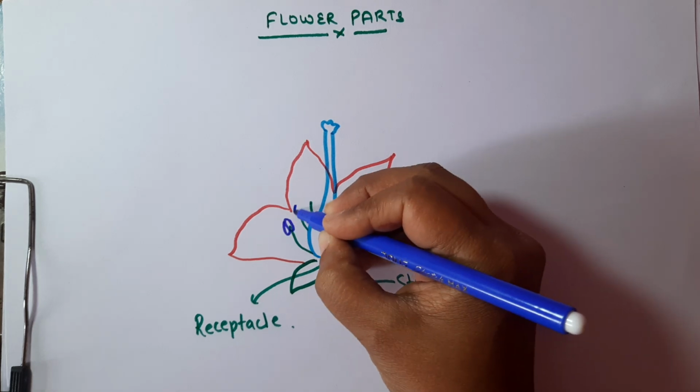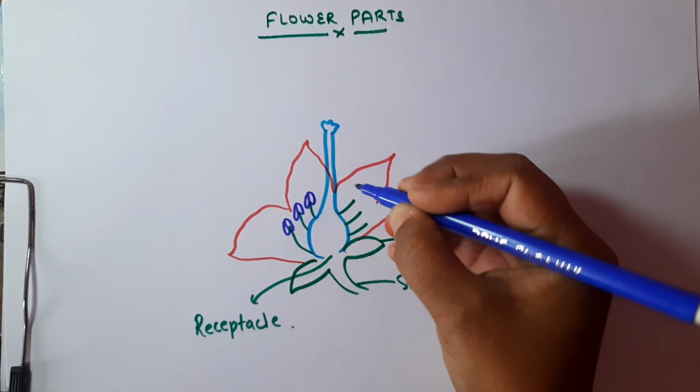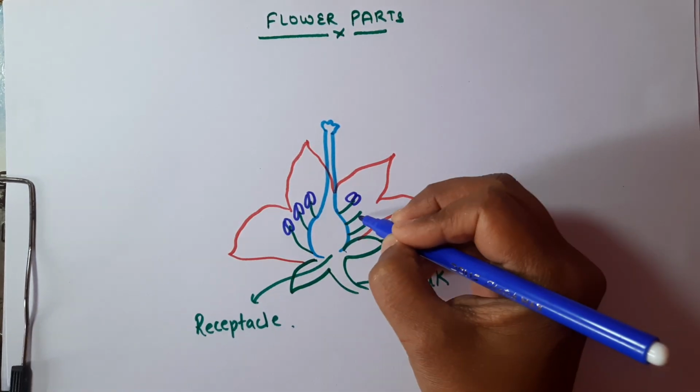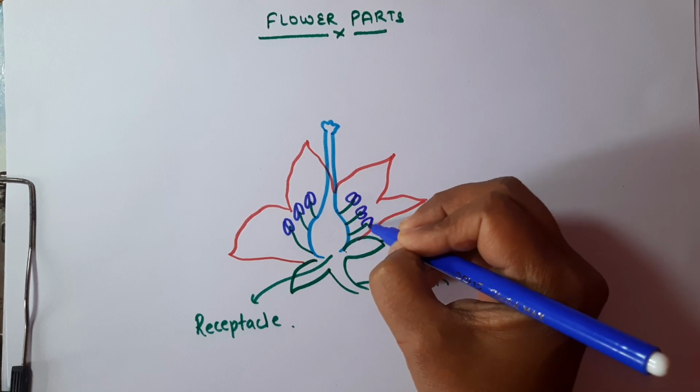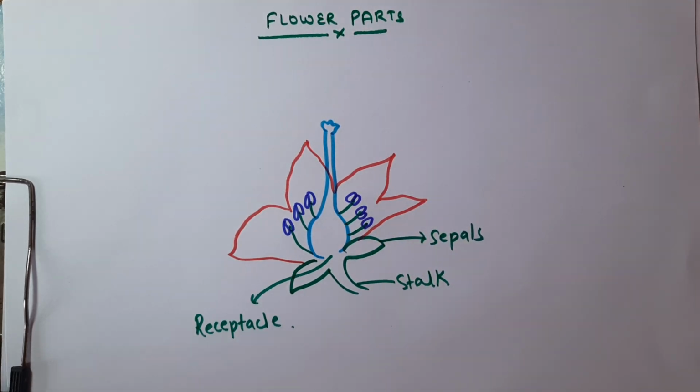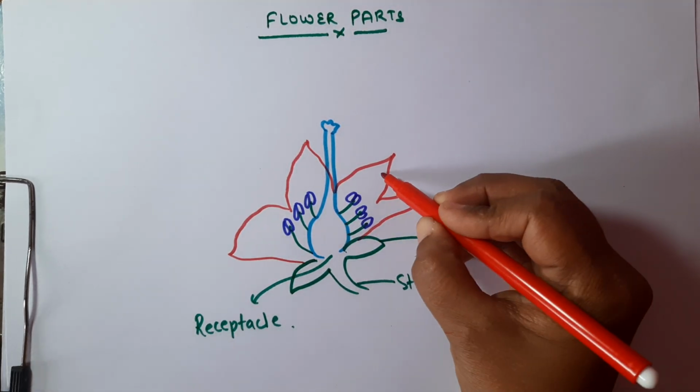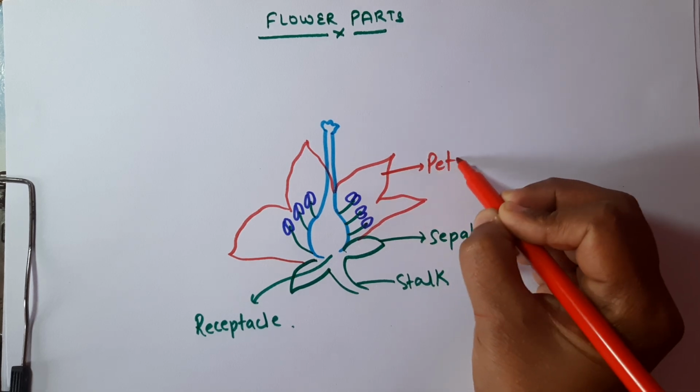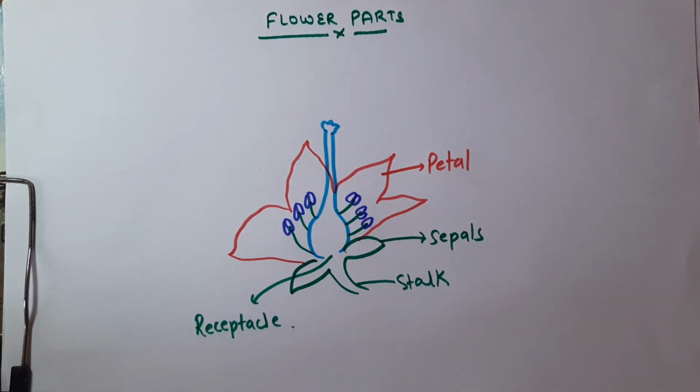Okay, and we will label them one by one. Okay, so this red portion, students, this attractive portion is known as petal, flat portions. Okay, so petal can be red color, green color, orange color, yellow color, many colors, right? So they act as an attractant for the pollinators. Okay, so this is known as petal.